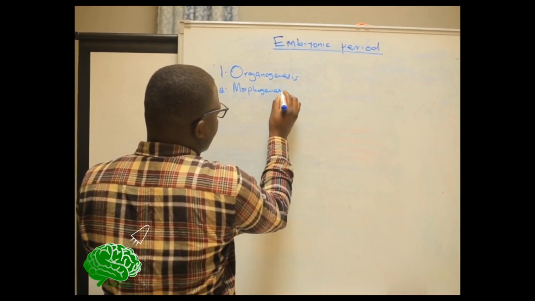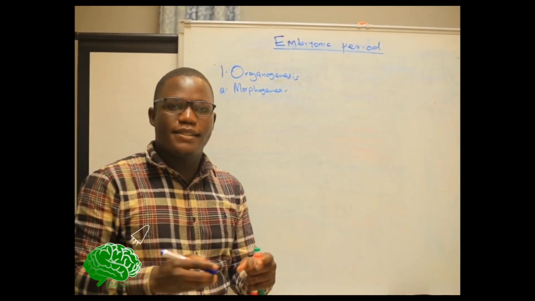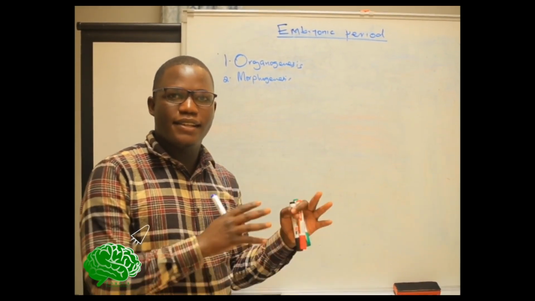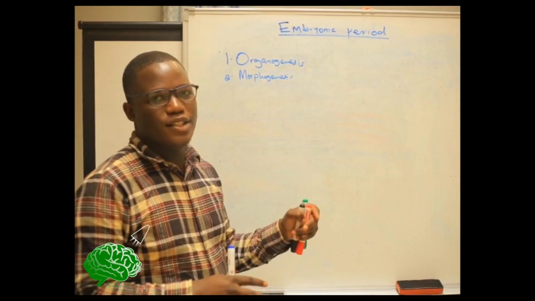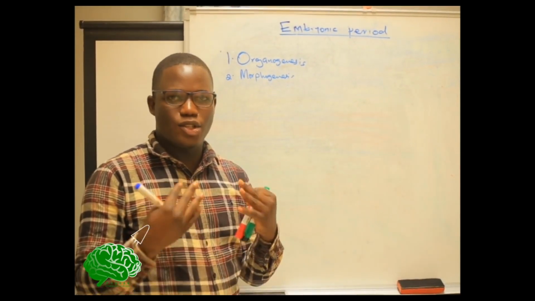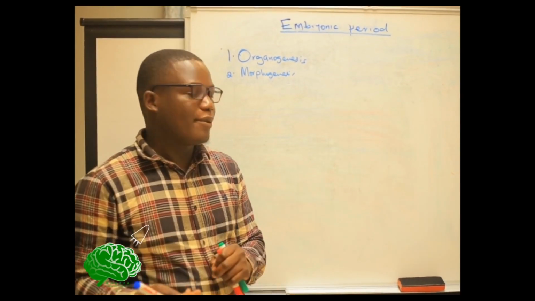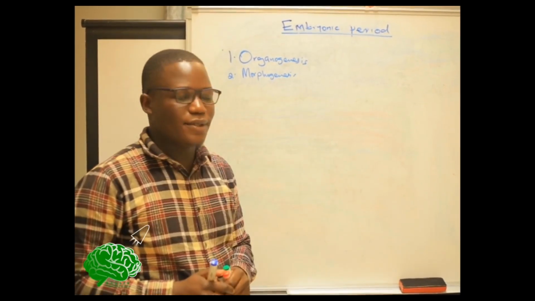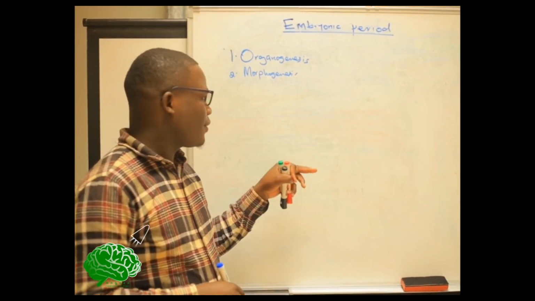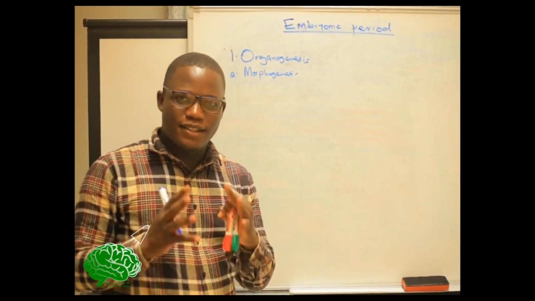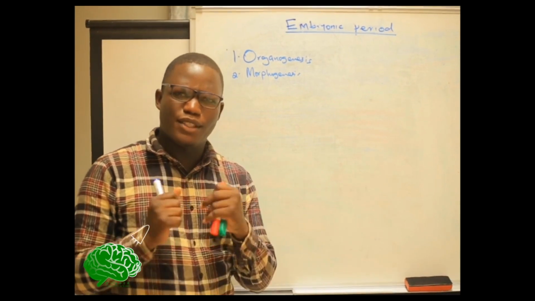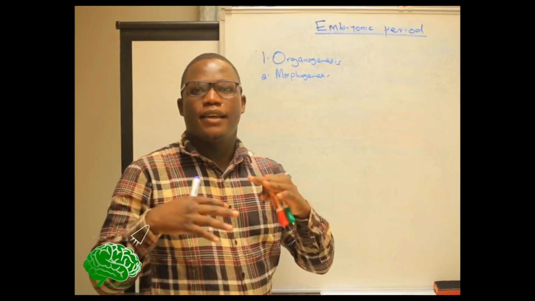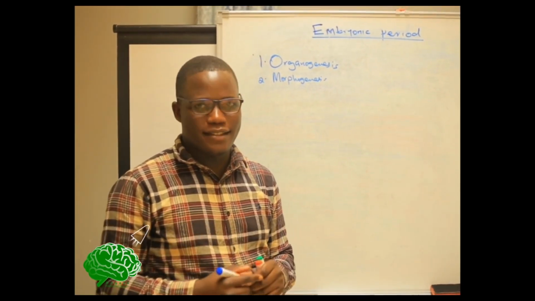morphogenesis. Organogenesis is development of different structures and organs from the three germ layers. And then morphogenesis is the attainment of the shape of the developing embryos. So for us to go deep into this topic today, it's important for me to draw for you the basic structure of the three germ layers. But it's also important to note that during organogenesis is when most of the congenital anomalies actually arise.